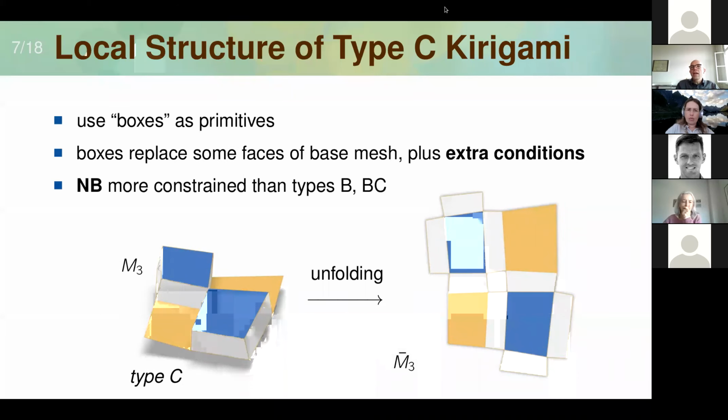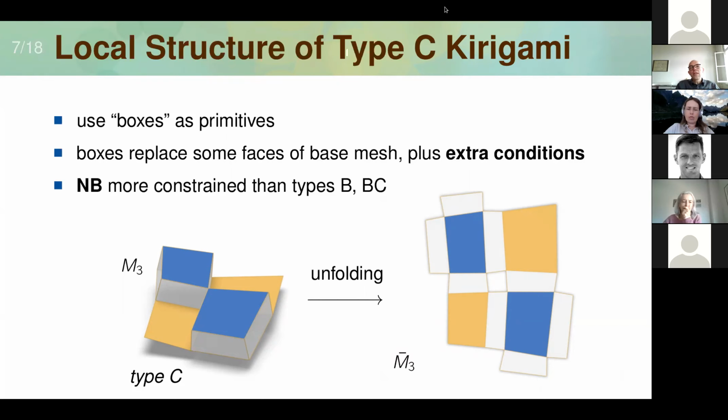You can constrain it further. So, for example, we can do a checkerboard box Kirigami of the previous type. So you have the quadrilateral base mesh. We replace some faces of the base mesh by boxes, and we do this in a checkerboard pattern. But as an additional constraint, we say that boxes that are immediate neighbors must share an edge.